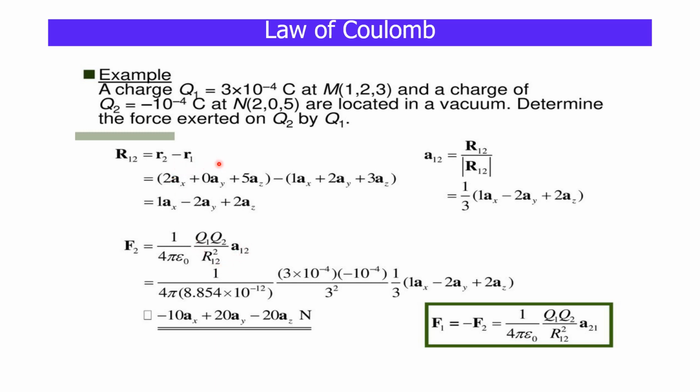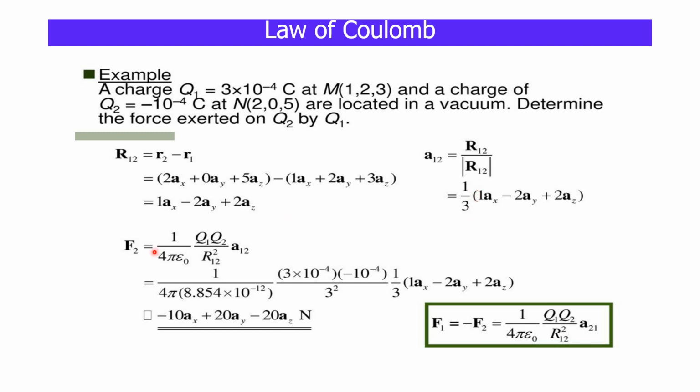R12 is nothing but R2 minus R1. If we take point M (1, 2, 3), we can convert this into vector representation, and R2 can be written as 2ax bar, there is no value for y, and 5az bar, minus ax bar, 2ay bar, 3az bar. If we subtract that, we get ax bar minus 2ay bar plus 2az bar, and then we can calculate the unit vector, which is given by R12 divided by magnitude of R12. So we get this value.